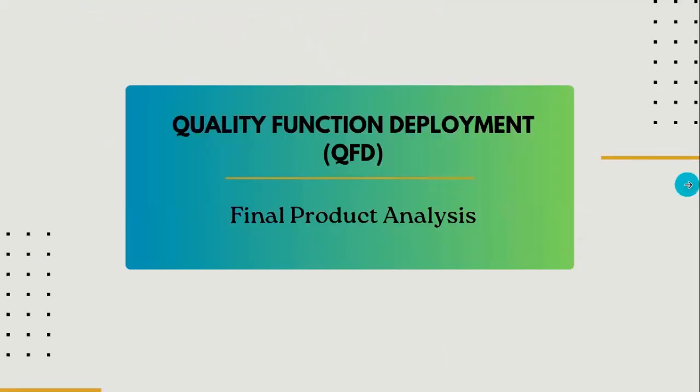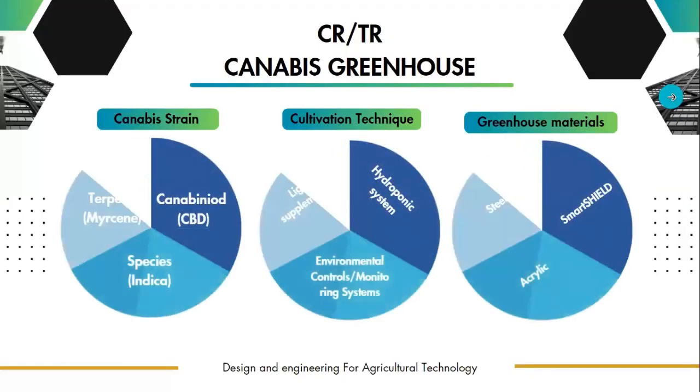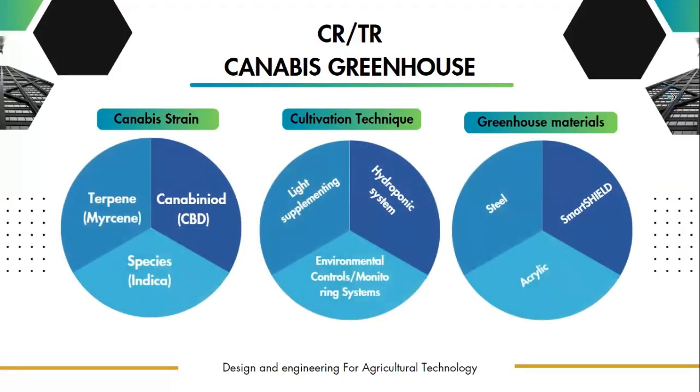Next slide, please. The next one we will show you is the overall quality function deployment, or QFD, on the final product analysis. As you can see from the summary of the customer requirement and the technical requirement of the cannabis greenhouse, we have the appropriate cannabis strain, the cultivation technique, and also the greenhouse material, as you can see from the slide.